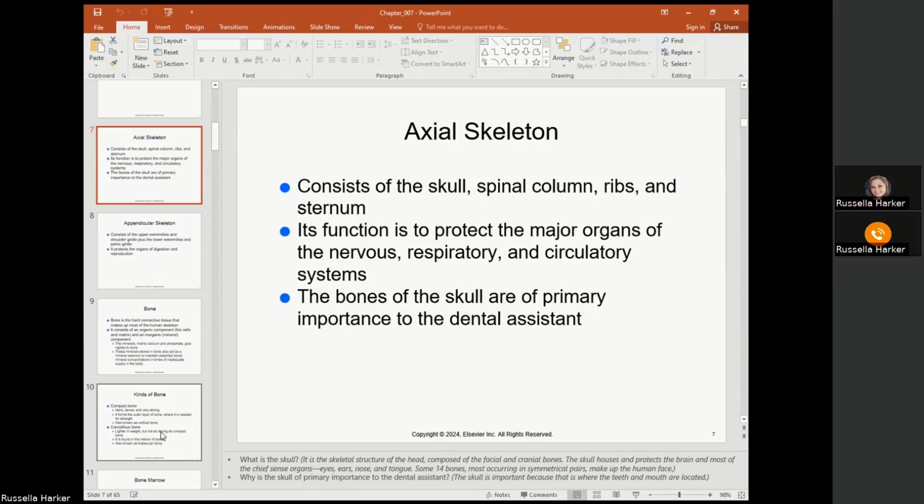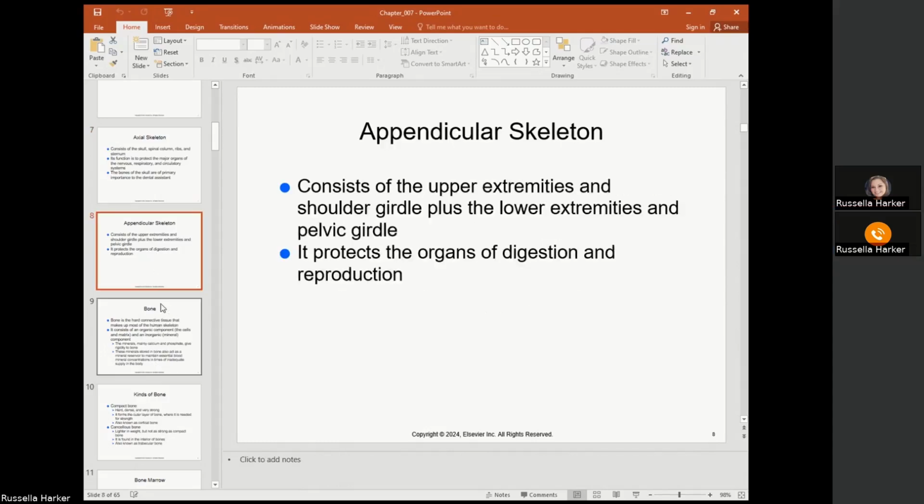The bones of the skull are of primary importance to the dental assistant. You need to know the bones of the skull so that you can identify different landmarks when you are taking impressions, pouring up models, and taking x-rays. The appendicular skeleton consists of the upper extremities and shoulder girdle plus lower extremities and pelvic girdle. So your arms and legs plus the girdles that are holding those onto the body. It protects the organs of digestion and reproduction.